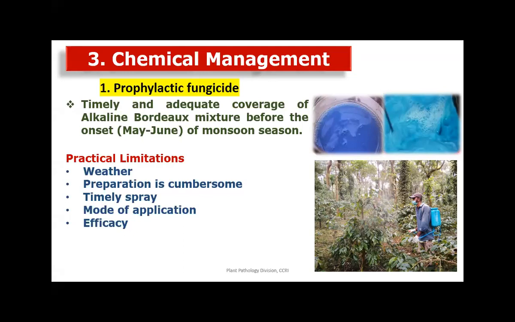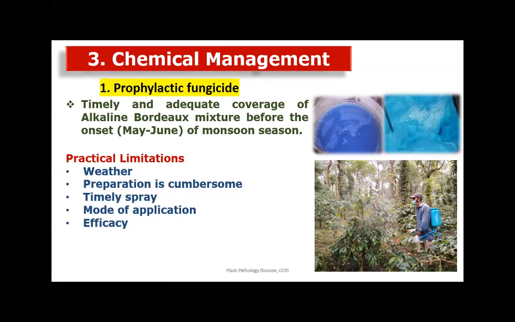And then timely spray. What do I mean by timely spray? Timely spray is nothing but we need to see in our estates whether the disease incidence is noticed or not. That is what I mean by timely spray. If the incidence is there in the estate, it's better not to opt for a prophylactic fungicide. It's better to go for a systemic fungicide.